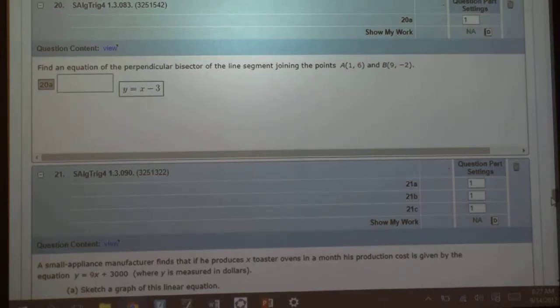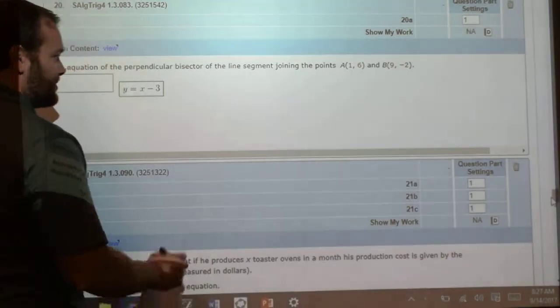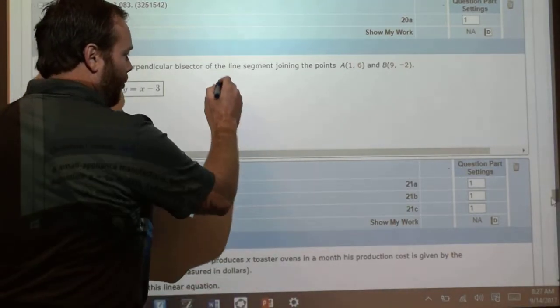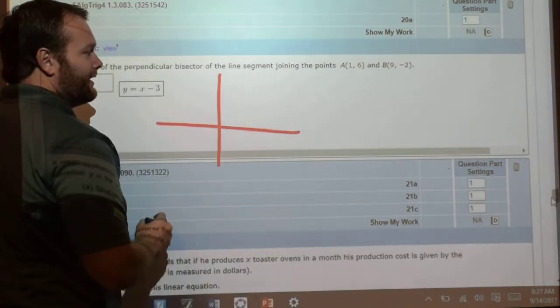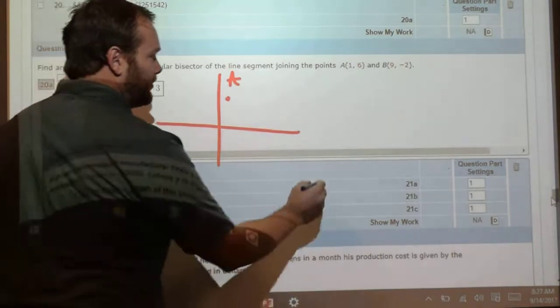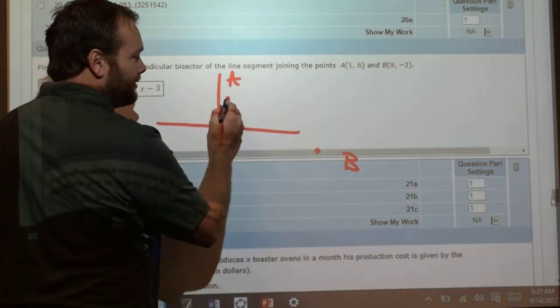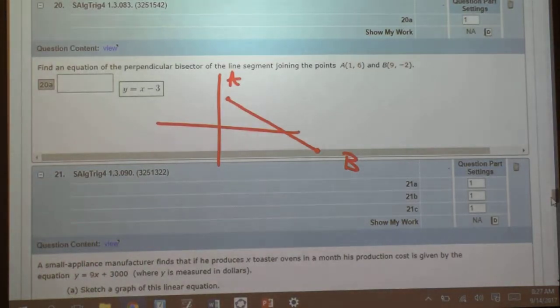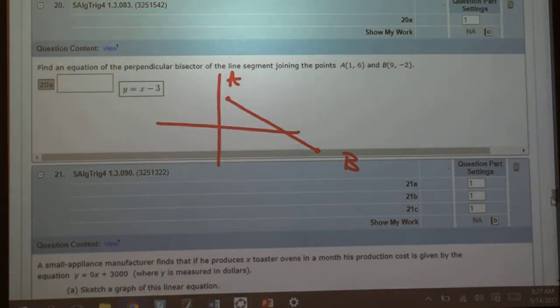Okay? So the key thing that we need to realize is if I've got the point 1, 6 and 9, negative 2, so let's say 1, 6 is there, so let's call that A, and 9, negative 2, say that's B. Okay? That's my line segment, right? To be perpendicular to it, I think we all understand that it needs to intersect at a right angle, correct? But it's got to be the perpendicular bisector. What's bisector mean? Cuts in half. So where does it have to pass through AB? Midpoint. The midpoint of AB.